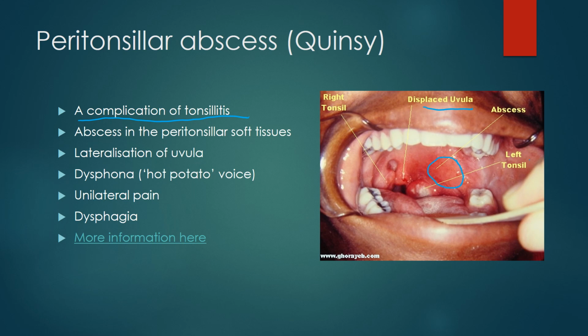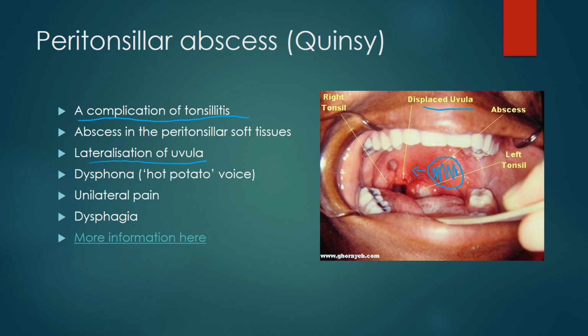So perhaps the soft palate, for example, here. So in this patient, we've got this formation of an abscess here, and this is pushing the uvula over to one side. And that's what we refer to as lateralization of the uvula here.